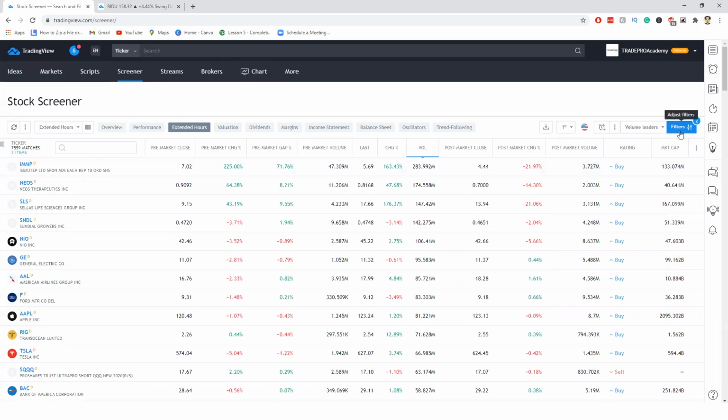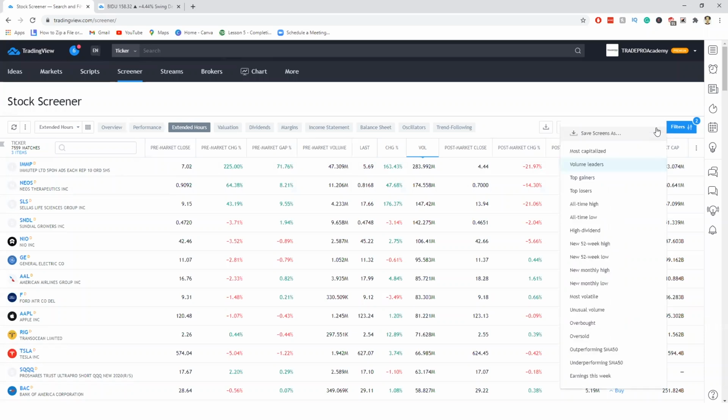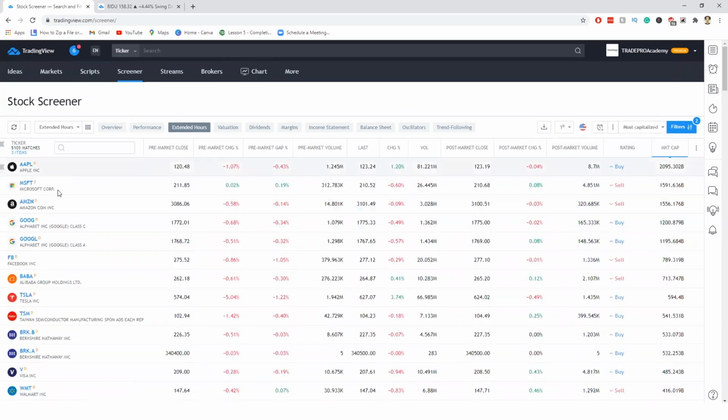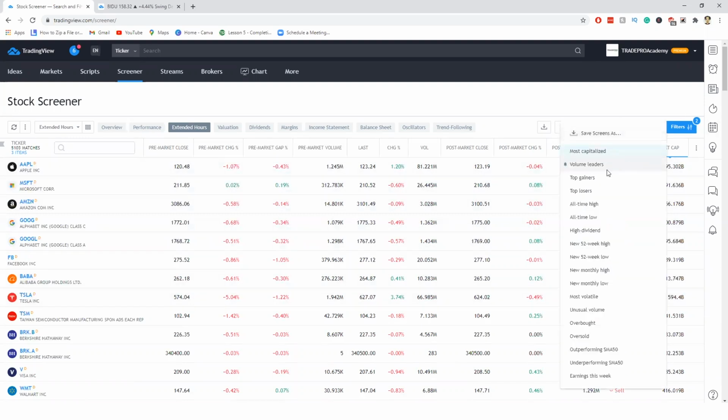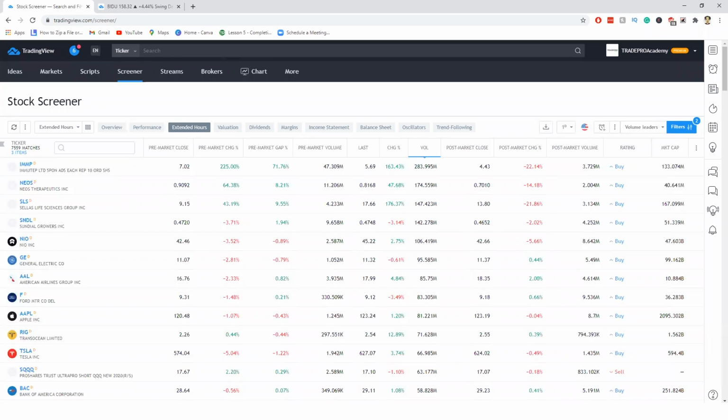And here is the filters button. What I like to do here, first you can see if we jump into volume leaders, let's look at most capped. Most capped, naturally you're going to see the FANG stocks, whatever it is. But if we go into volume leaders, there are a few specific things that I'd like to notice right here. Number one, the pre-market close, knowing what the price is. Pre-market change is important. You can see IMMP up pre-market 225%, pre-market gap 71%. Pretty crazy gains. So we're going to be looking at these two columns.